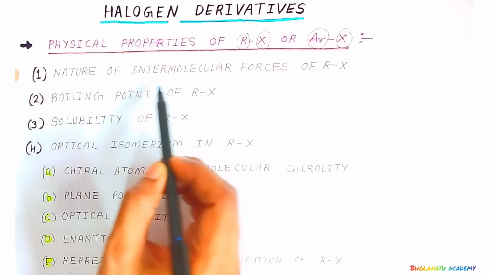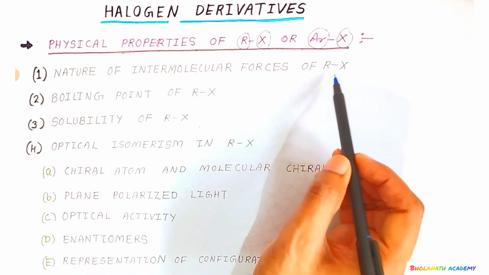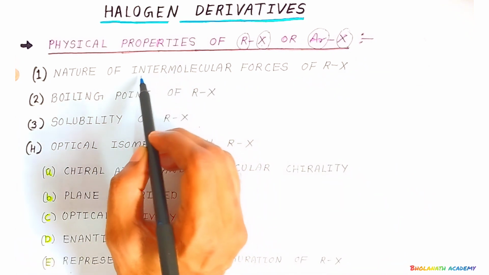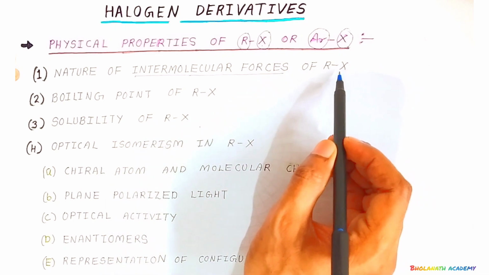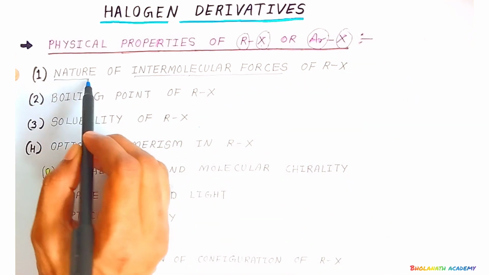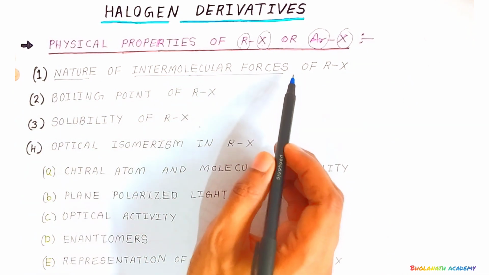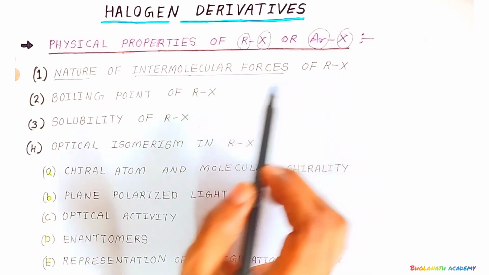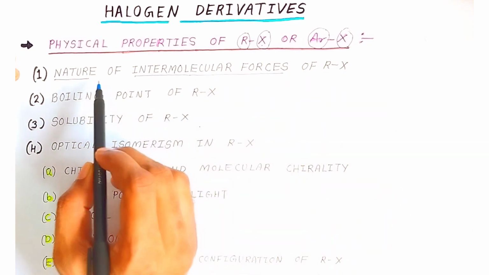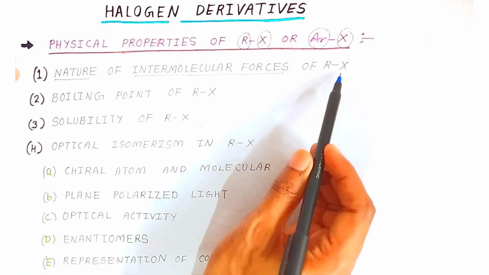First one is the nature of intermolecular forces of alkyl halide. Which intermolecular forces are present in alkyl halide? That nature we are going to see, understanding the intermolecular forces between two molecules of alkyl halide. Which forces are present in this alkyl halide, that is called the nature of intermolecular forces of alkyl halide.